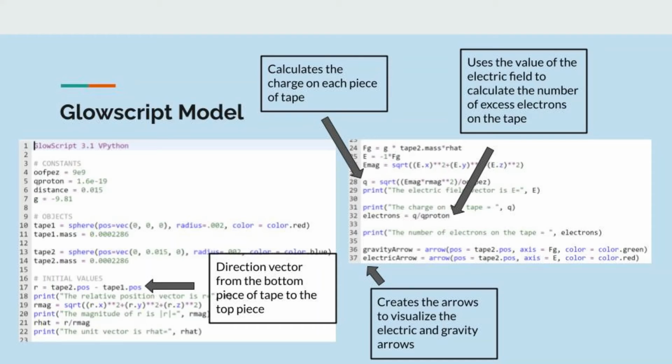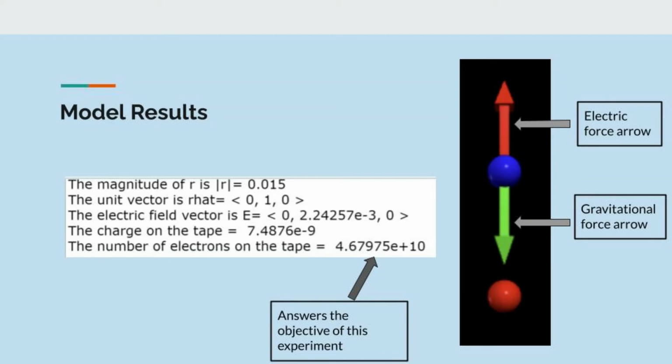The two objects that were created were tape 1 and tape 2, used to represent the two pieces of tape in the experiment, though they are represented as particles in this model. The first initial value that was created was the direction vector from the bottom piece of tape to the top piece of tape, known as R. We were then able to use Coulomb's law to find the charge on one piece of tape, and then use the second equation from the last slide to find out how many electrons were actually present on that piece of tape. Here you can see the visualization of the GlowScript model.